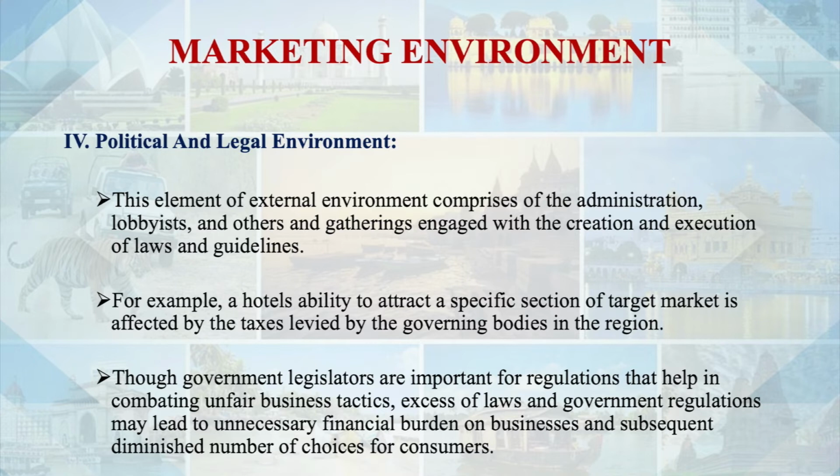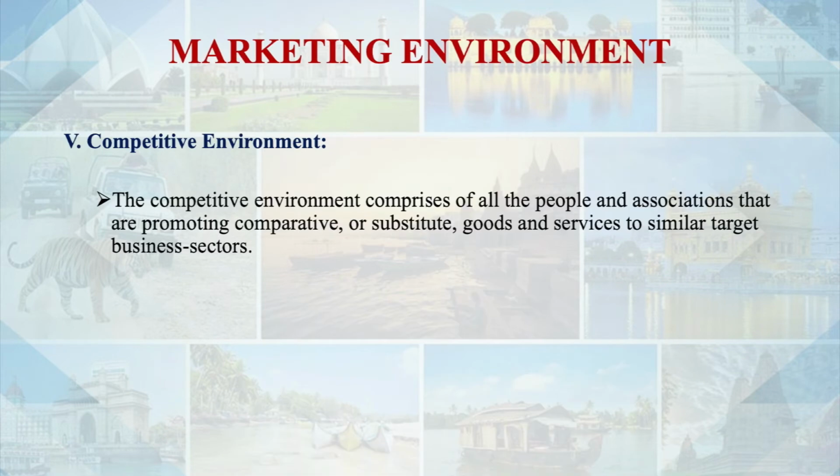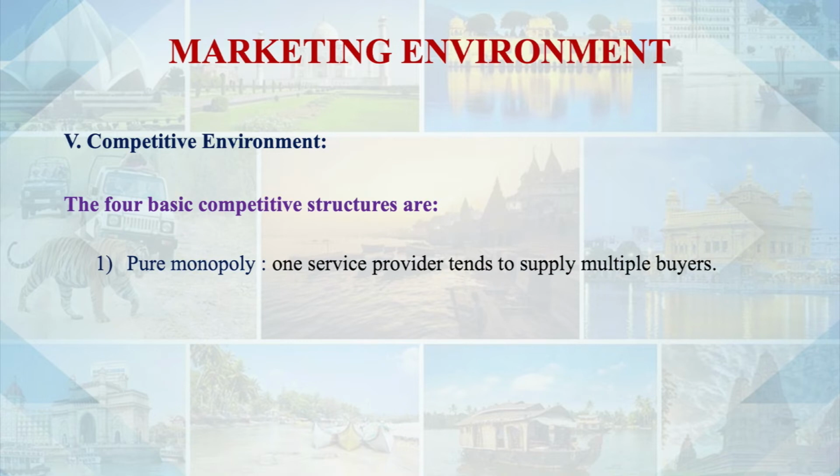Now another most important environment that we are going to talk about is the competitive environment. Here we will be talking about the different kinds of relationships between the buyers and sellers. Different scenarios are there, and in that we will be talking about four basic competitive structures in which organizations need to work. So there are four competitive structures usually found in the market. The first is the pure monopoly situation.